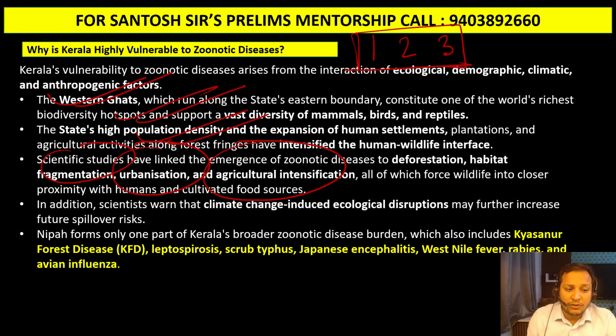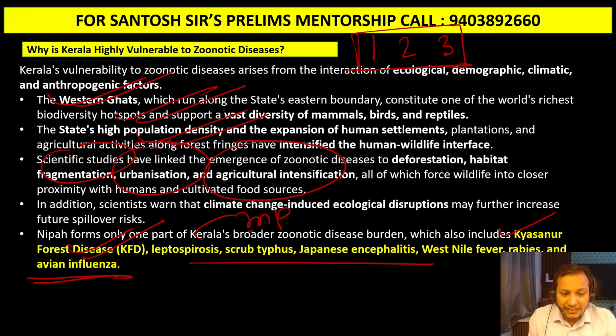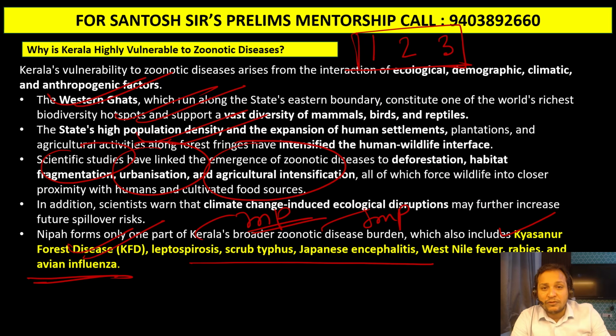You can see WHO has said that there are other zoonotic diseases which Kerala is prone to. You can see the example. They have given other examples: Kyasanur Forest disease, West Nile fever, rabies, avian influenza. So please take note of these zoonotic diseases. They may give you the names of diseases and ask you to identify how many of them are zoonotic. West Nile fever, rabies, and avian influenza are zoonotic diseases.